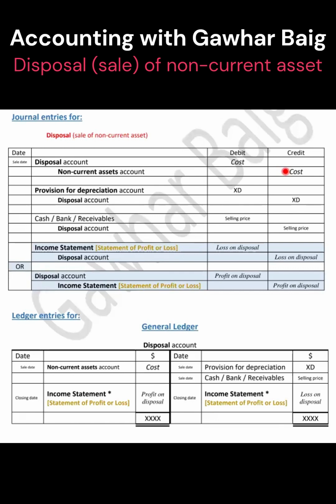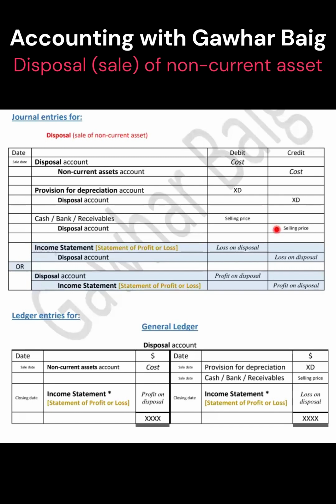Then the second entry is the provision for depreciation account to be debited and disposal account credited. I have also prepared a video for it. You can see my previous video for that too. Then we have the third entry, which is cash, bank, or receivables, recording the selling price, and the disposal account will be credited by the selling price.